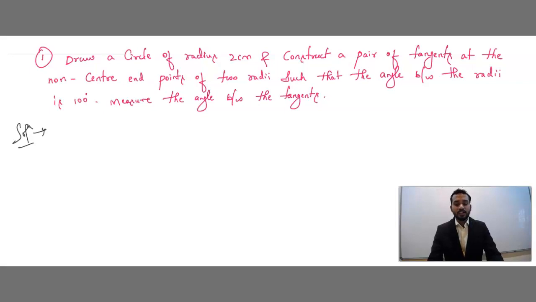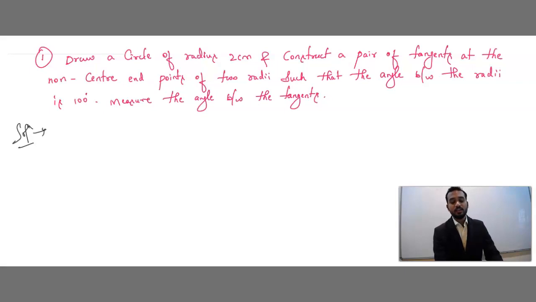Draw a circle of radius 2 cm and construct a pair of tangents at the non-center end points of two radii such that the angle between the radii is 100 degrees. Measure the angle between the tangents. Okay, let's see what the question is.